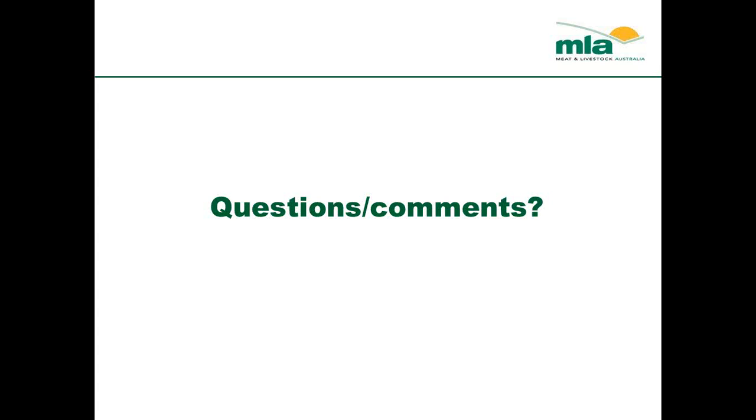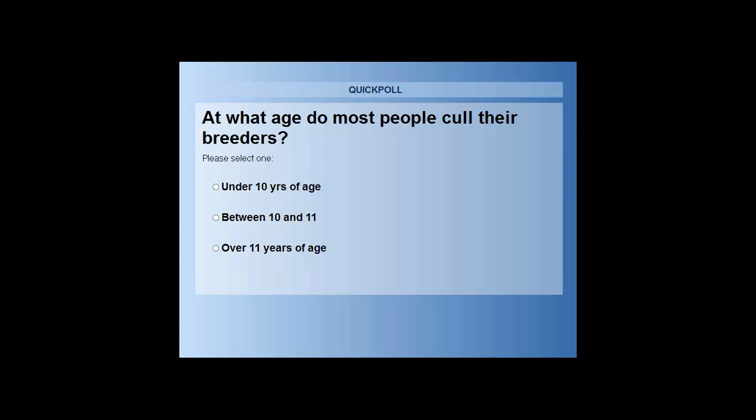Okay, that's all the questions for the moment, Steve. So do you want to go to the next slide, which I believe is a prompt for me to launch a poll? Yes, please. So folks, here's the question. At what age do most people cull their breeders? If you're a producer, answer on your own behalf. If you're an extension officer or someone else working in the industry, feel free to put in your guesstimate. Is it under 10 years of age, between 10 and 11, or over 11 years of age?